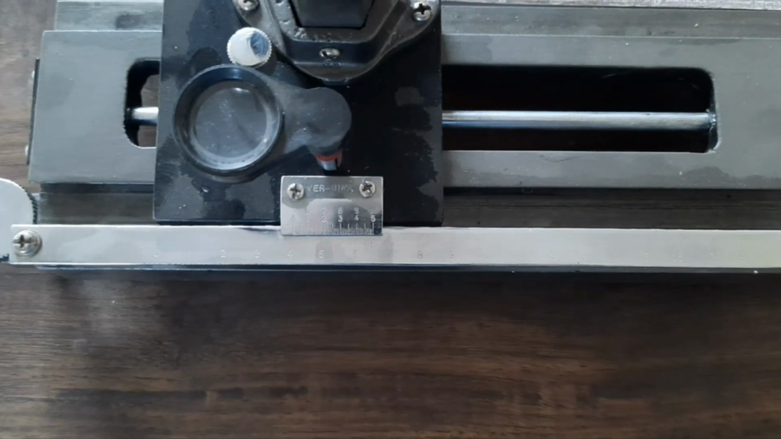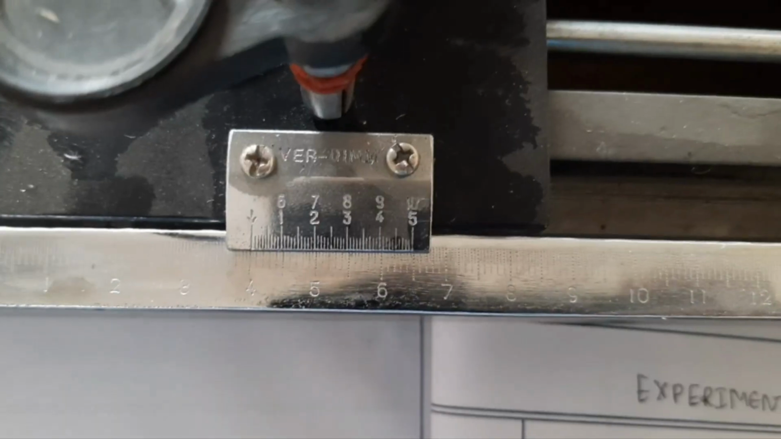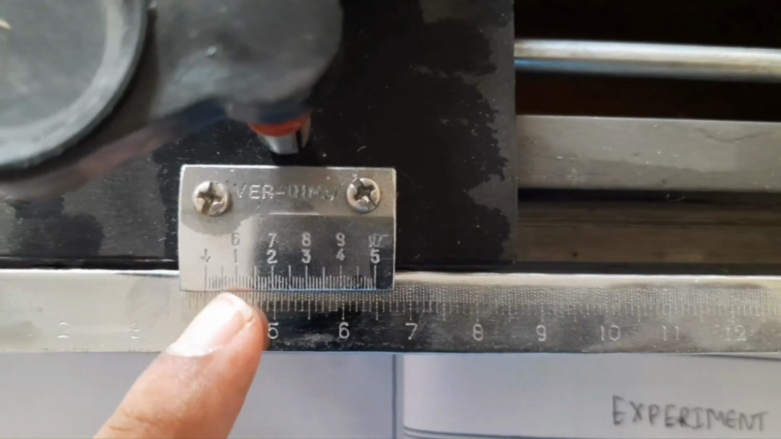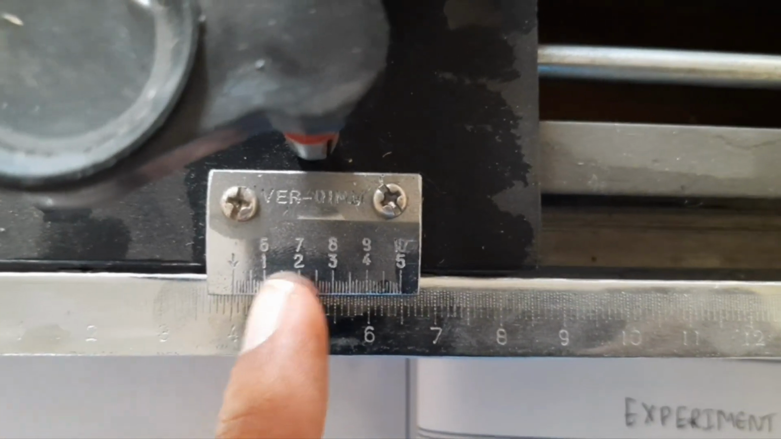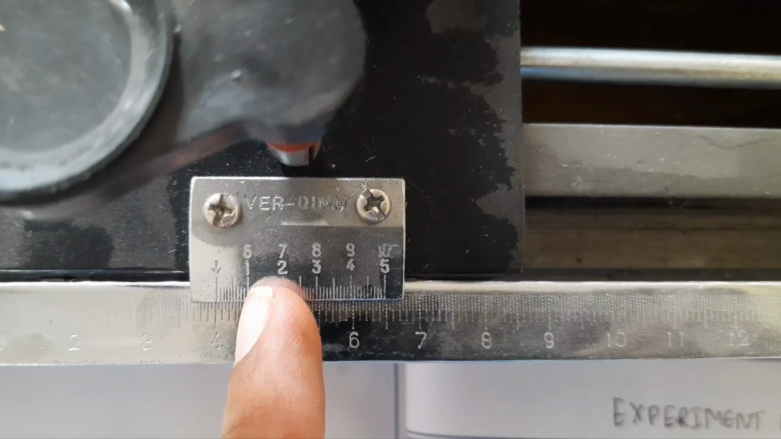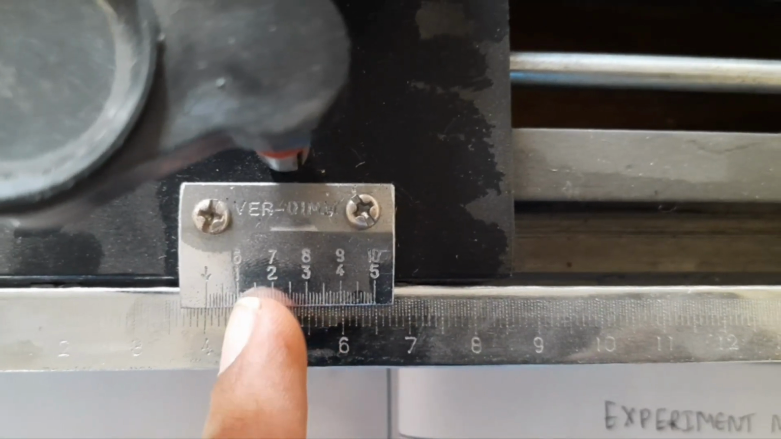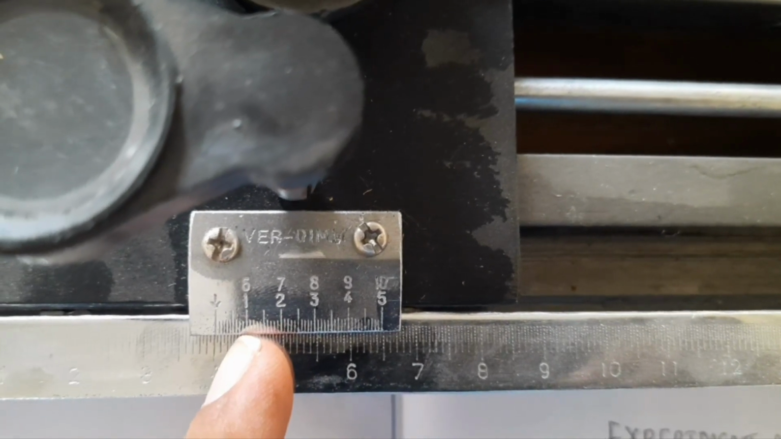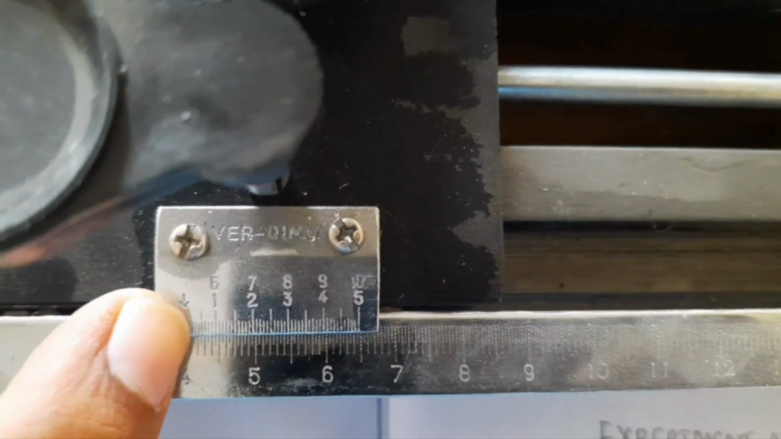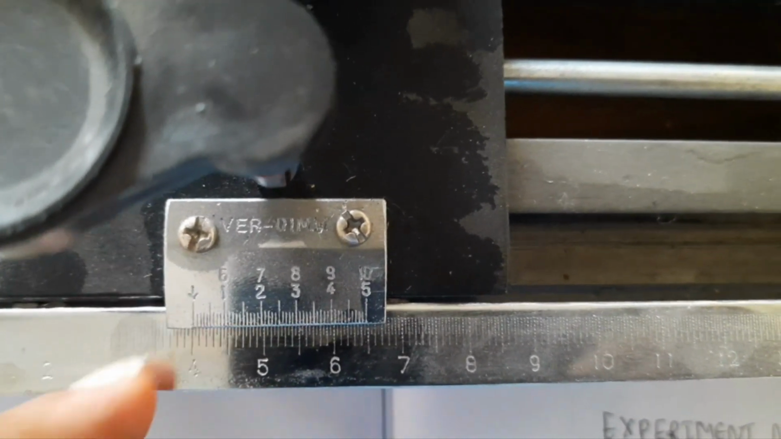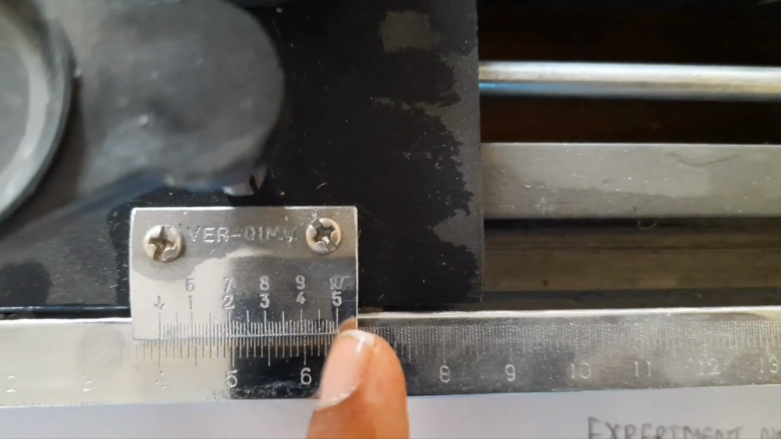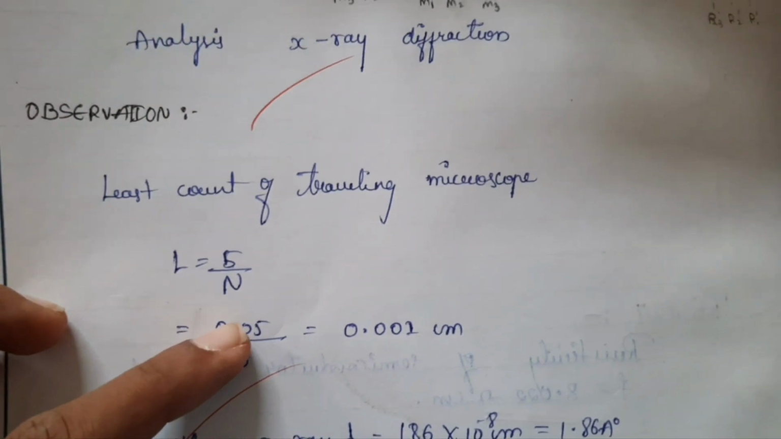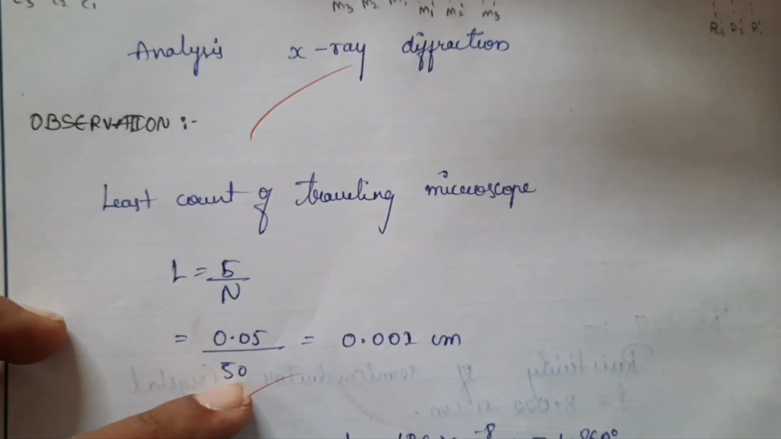So if we want to calculate the least count, we have to consider the vernier scale here. If we take this line, that is 0.5, it has 10 divisions. So 0.5 divided by 10, how much? The smallest division is 0.05. So how many lines are here? 50 lines. So least count is given by 0.05 divided by 50.